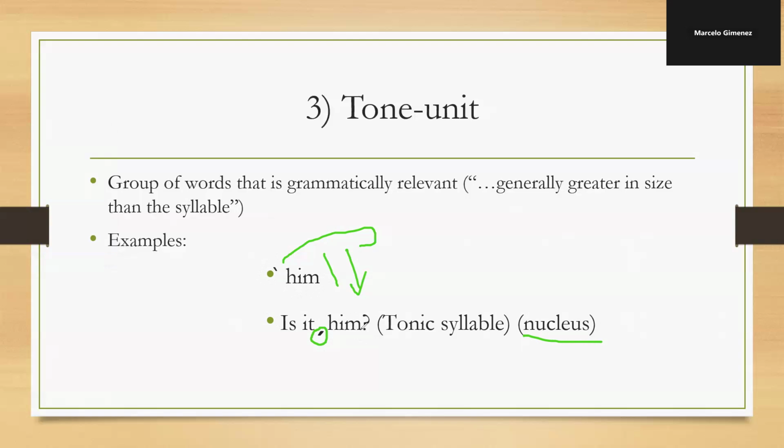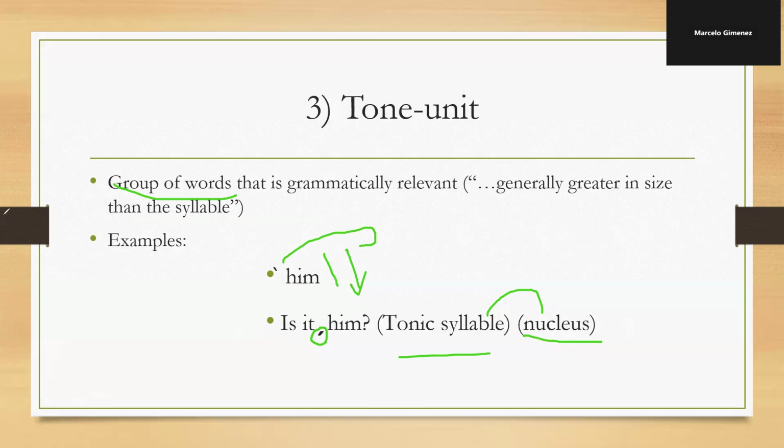Each tone unit will be made up of different elements. Sometimes if we just use a one-syllable word, like the example of "him", that would be a one-syllable tone unit made up of only one element, the nucleus, or tonic syllable. Remember that these terms are interchangeable. Depending on the book that we use, we might see one or the other. Sometimes we may see word group, or intonation phrase. They all refer to the same thing.